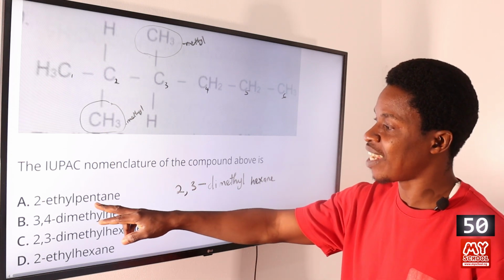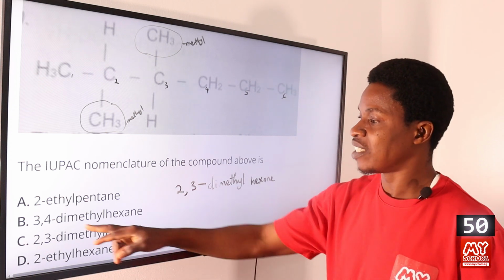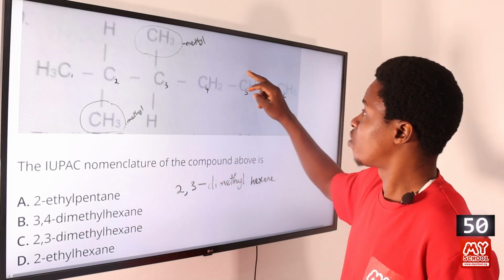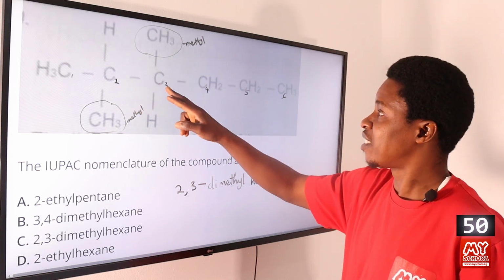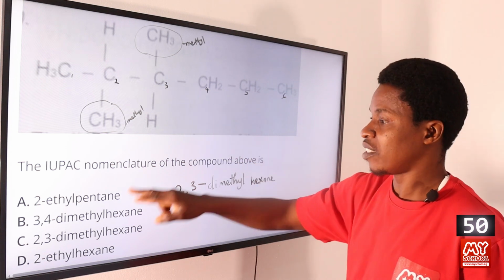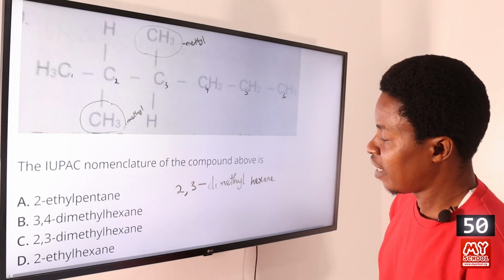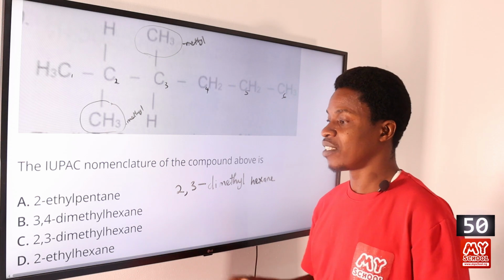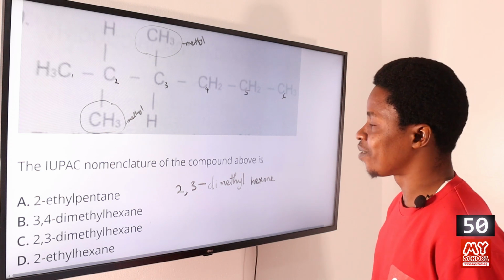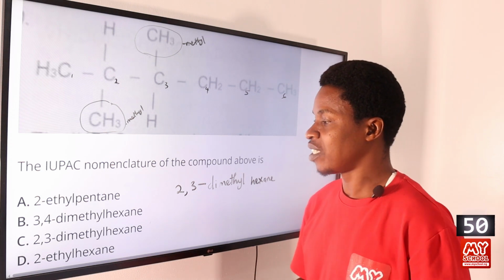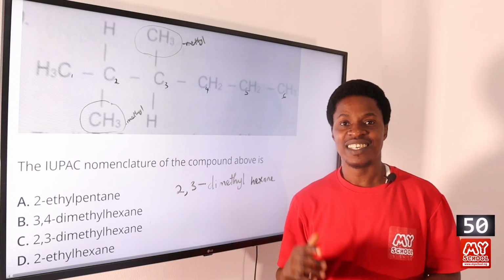Let's look at the option that fits. Option A says 2-ethylpentane. Option B says 3,4-dimethylpentane. It is 3,4 if you count from here: 1, 2, 3, 4, 5. It's not even 3,4, it is 5. So that is wrong. It is not correct. Option C says 2,3-dimethylhexane. That's what we had already, so option C is correct. Option D says 2-ethylhexane. That is not correct. We have 2,3-dimethylhexane, so the correct answer is option C.